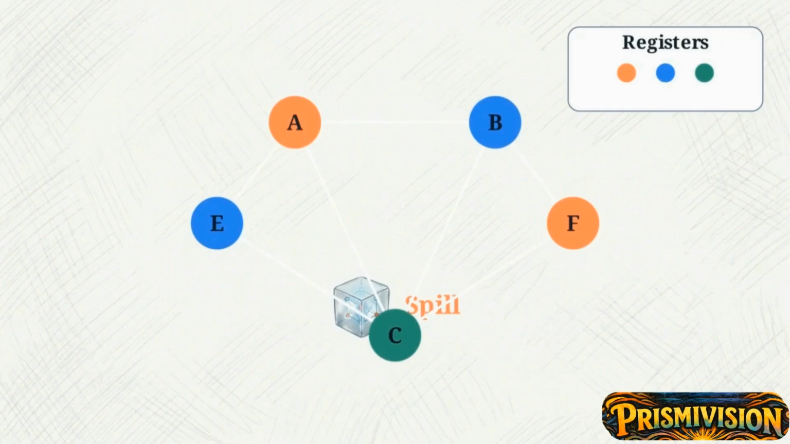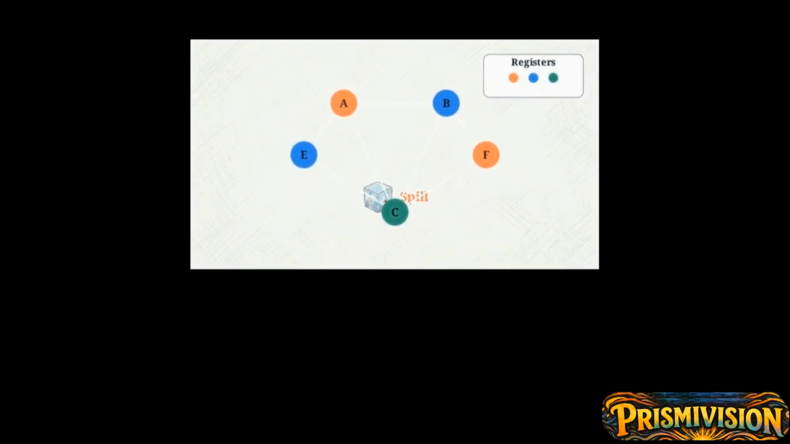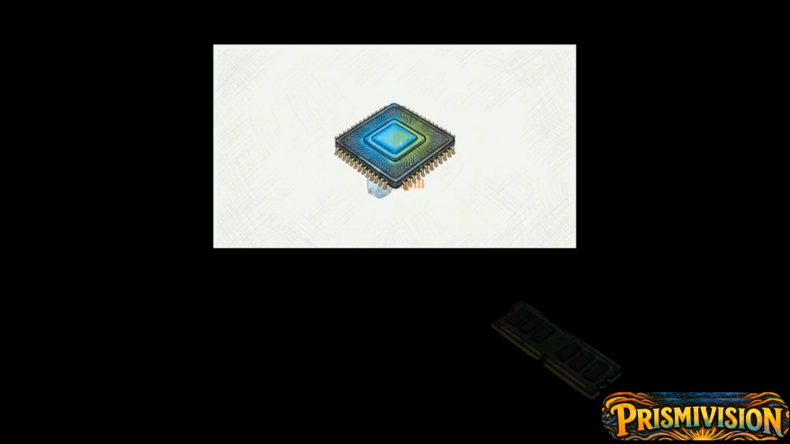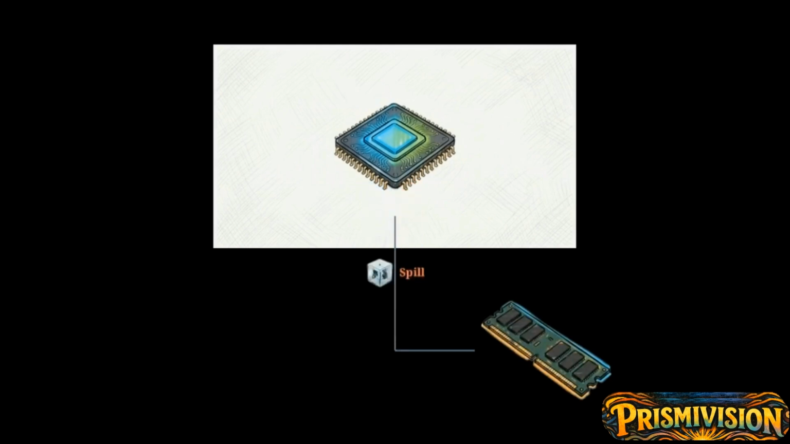If the graph requires more colors than there are physical registers available on the chip, the compiler triggers a spill. It is forced to degrade performance by pushing the excess variable data out of the fast CPU registers and into the much slower main RAM.